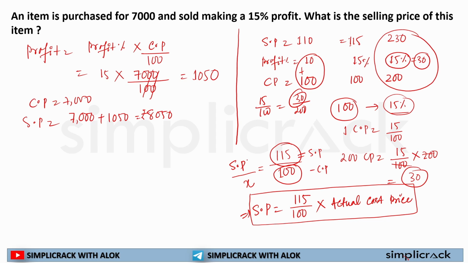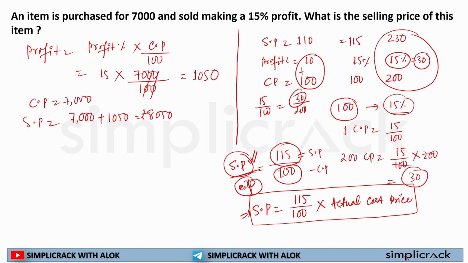See, this was the sales price, this was the cost price, and this is the gain we are getting. So how did I find out? Sales price divided by cost price is equal to 115 by 100. So if I do not know the sales price, I can simply cross multiply by the cost price and get my sales price. So this is how you will be solving this question.